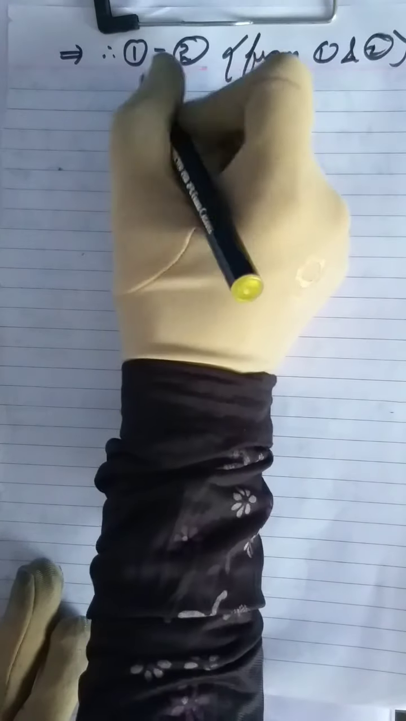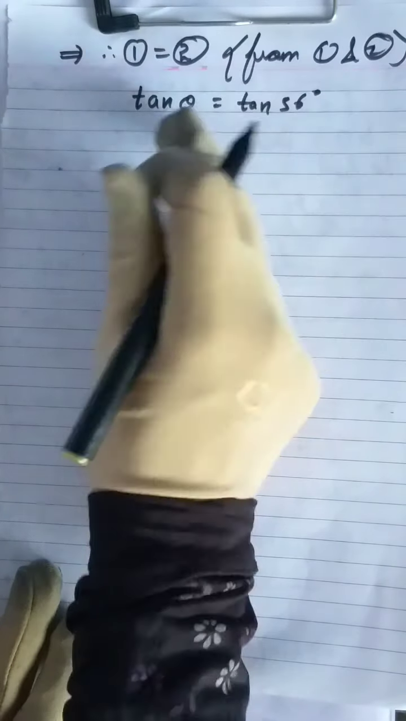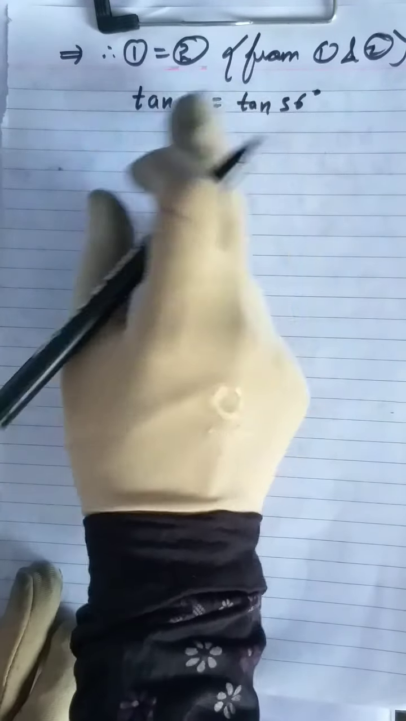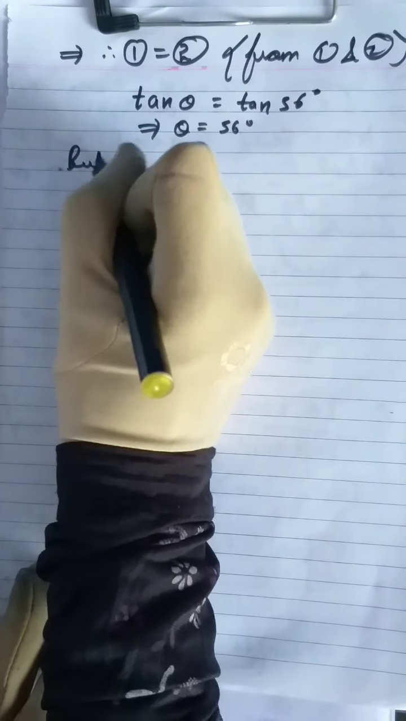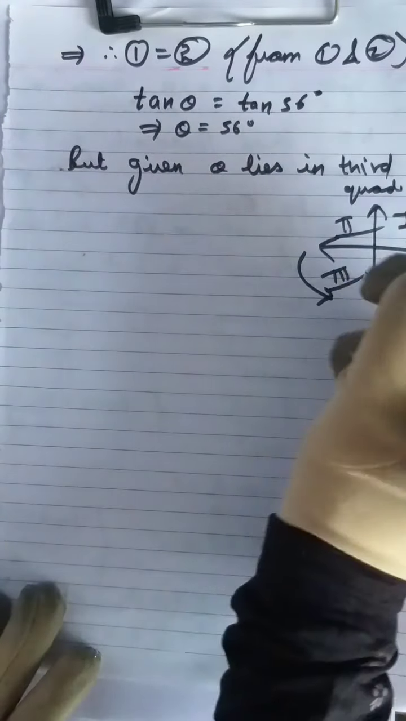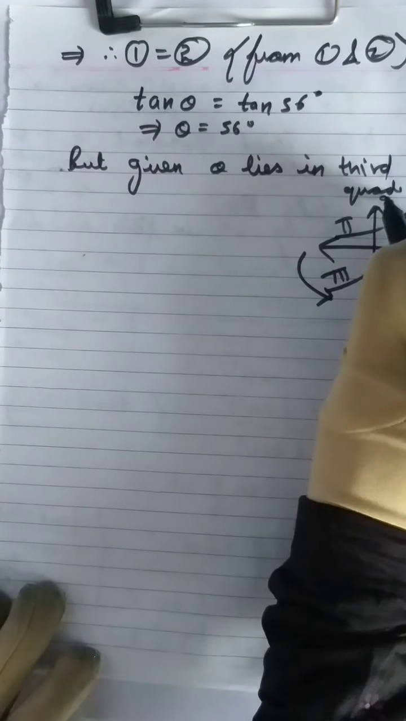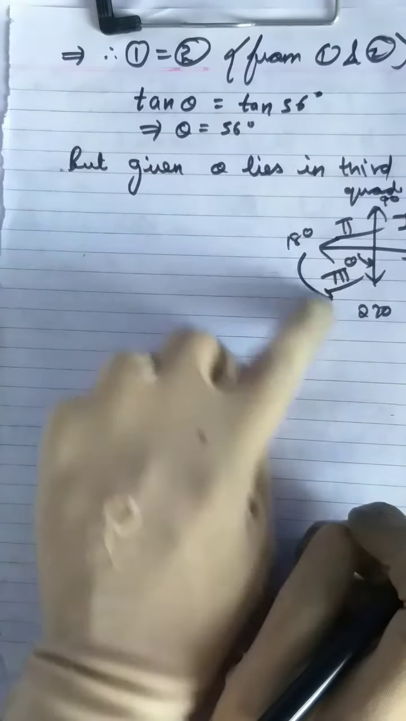What was our LHS? Tan theta. And what is our RHS? Tan 56. Now if we have tan on both sides, what will happen? We can cancel tan on both sides. So we got theta equals 56. But in the question it is given that theta lies in the third quadrant. We know in the third quadrant, if theta is lying, it will be like this in anti-clockwise direction. So if this is 0, this is 90, this is 180 and this is 270, then if theta is lying in the third quadrant, it is more than 180.